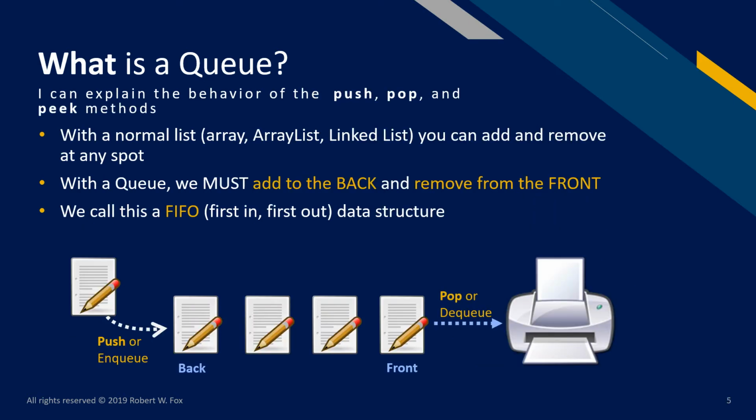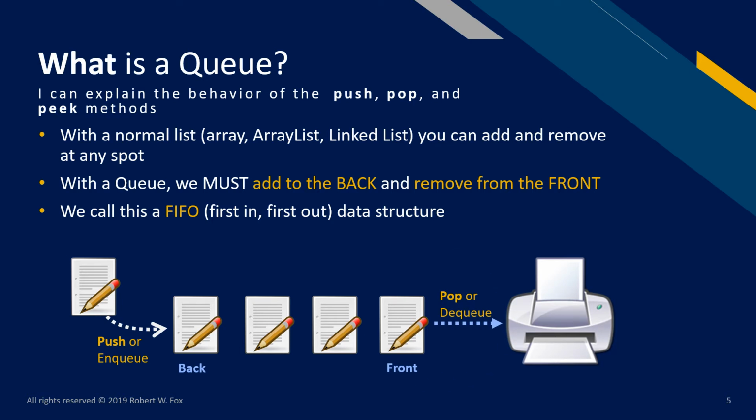With a normal list, you can add and remove at any spot. Add at the back, add at the front, add in the middle, it doesn't matter. But a queue works just like a line at the store, and so it's a little more restrictive. If you want to add to the queue, you have to add from the back. Just like when you go to check out at the store, you have to start at the back of the line. And when you want to remove from the queue, you have to remove from the front.